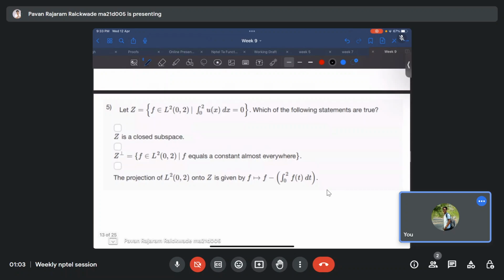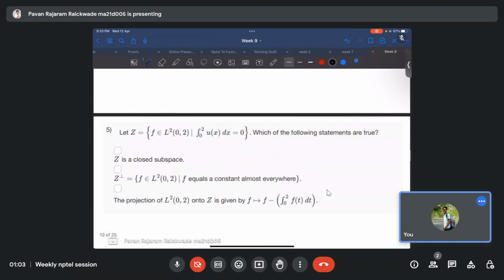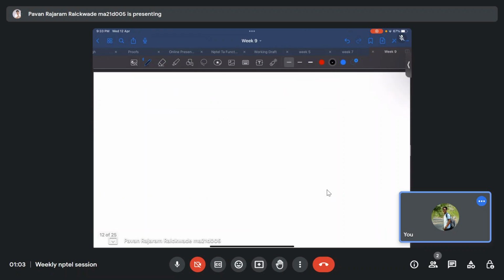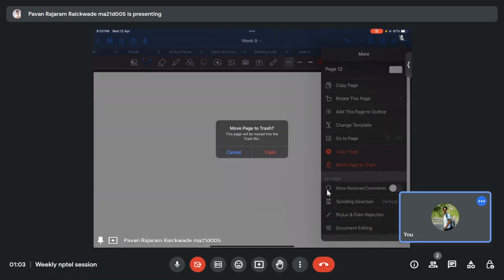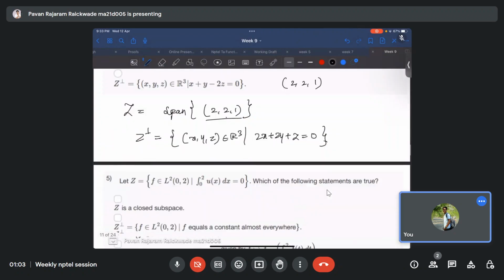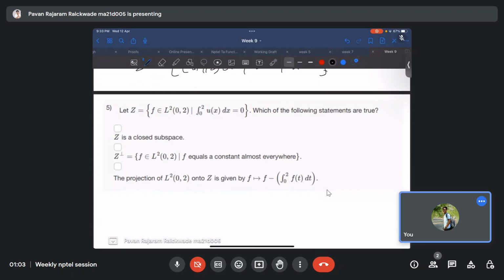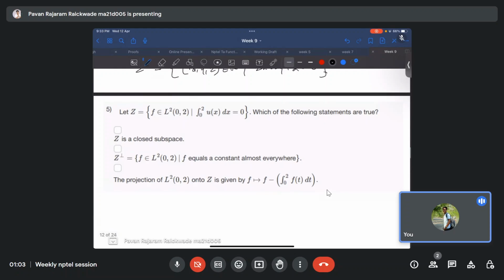And the fifth one. Let G be the space of all f belonging to L2[0,1] such that the integral is 0. Which of the following statements are true? G is a closed subspace. So here Z is a subset of L2[0,1], which is a Hilbert space.